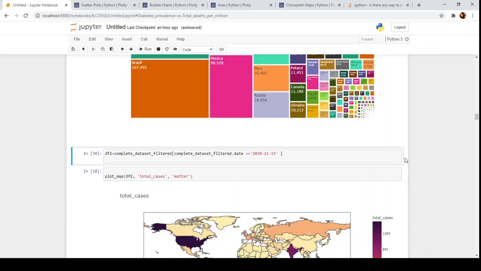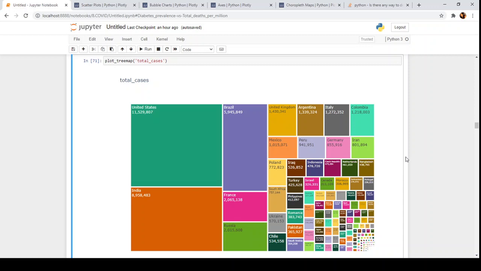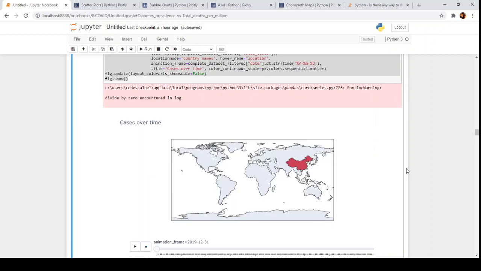Now this is my second world map. This is for total cases. Here also USA is topping, and on the second or third position is India. And this is the share of all the countries in total cases. Here United States and India are top 2.